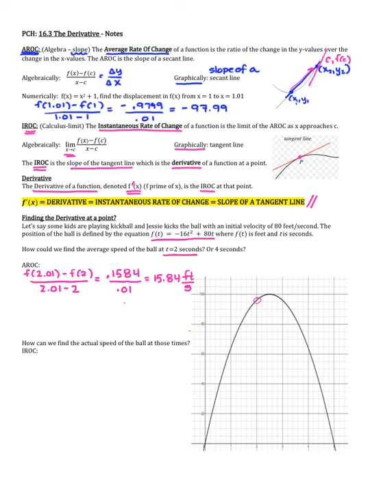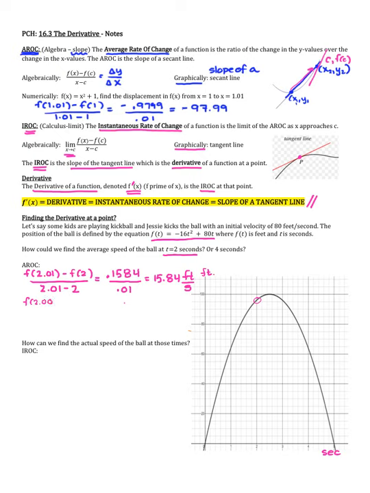Okay, because we have down here, this is seconds, and up here, this is feet. So that is the average rate of change at that point. Could I get a better approximation? Yeah, I could. The way you get a better approximation is I could find a point that's even closer.